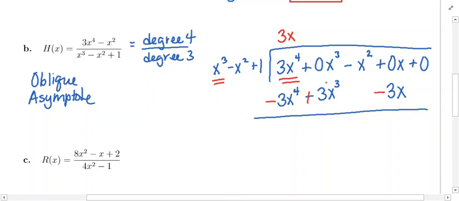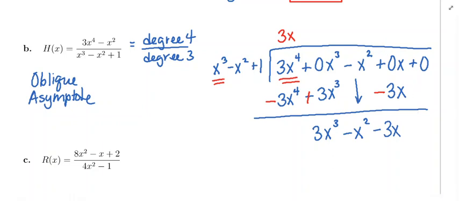0x cubed, which is 0, plus 3x cubed is going to be 3x cubed. I'm going to bring this guy down, minus x squared. And then 0 minus 3x is going to be minus 3x. If you bring down the 0, you don't really need to because it's essentially nothing. So now you compare again.